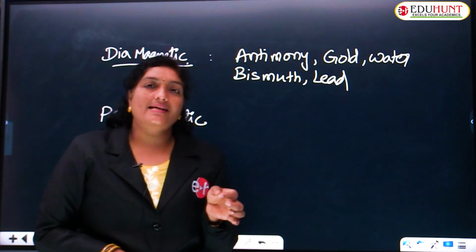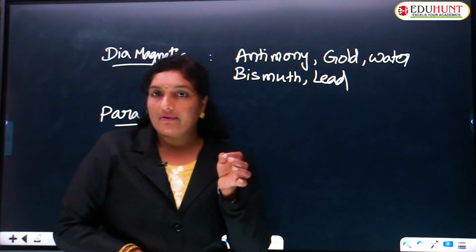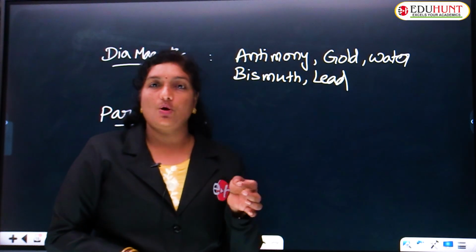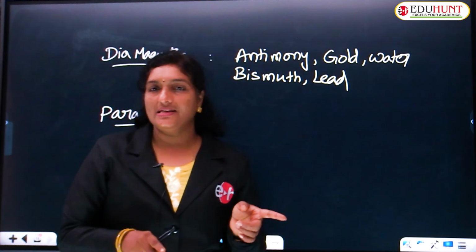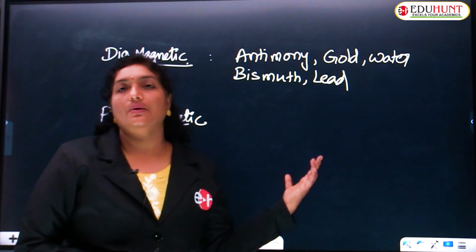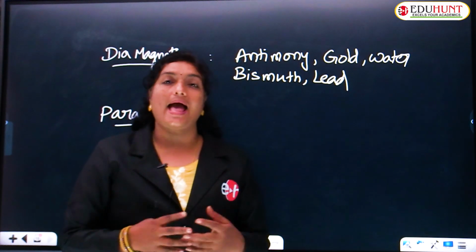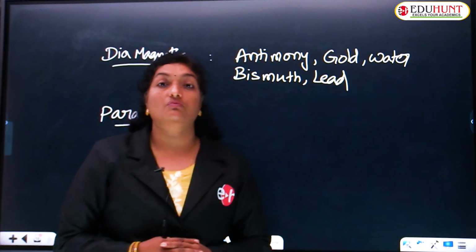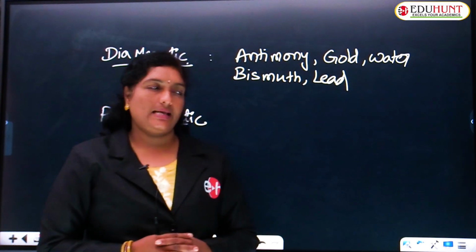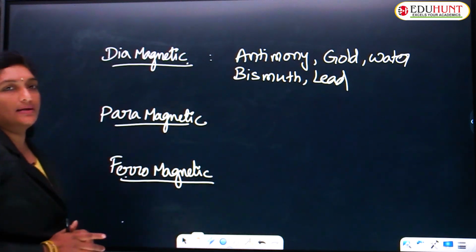So those substances which repel a given bar magnet, which exhibit the property of repulsion whenever a bar magnet is taken near them, are called diamagnetic substances. A few examples for this are antimony, bismuth, water, lead, gold. So these are the substances. And what are paramagnetic substances?